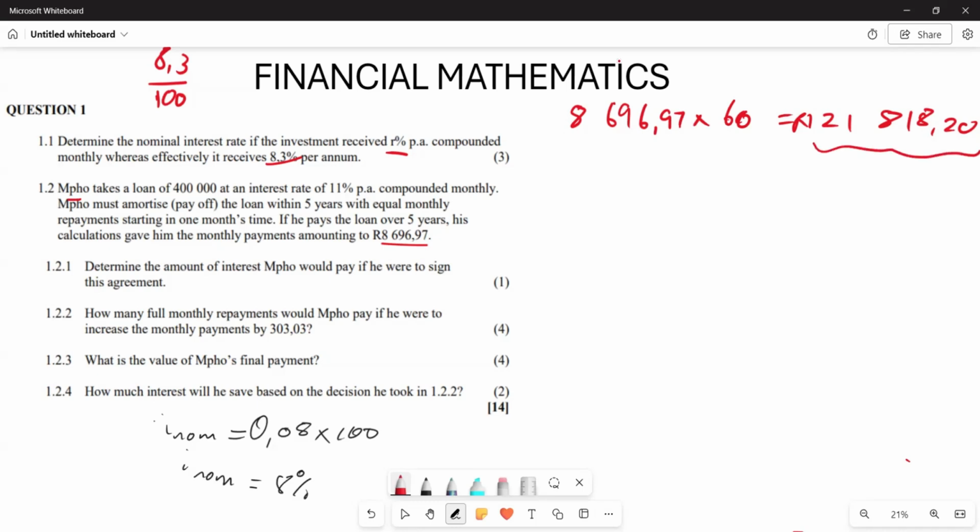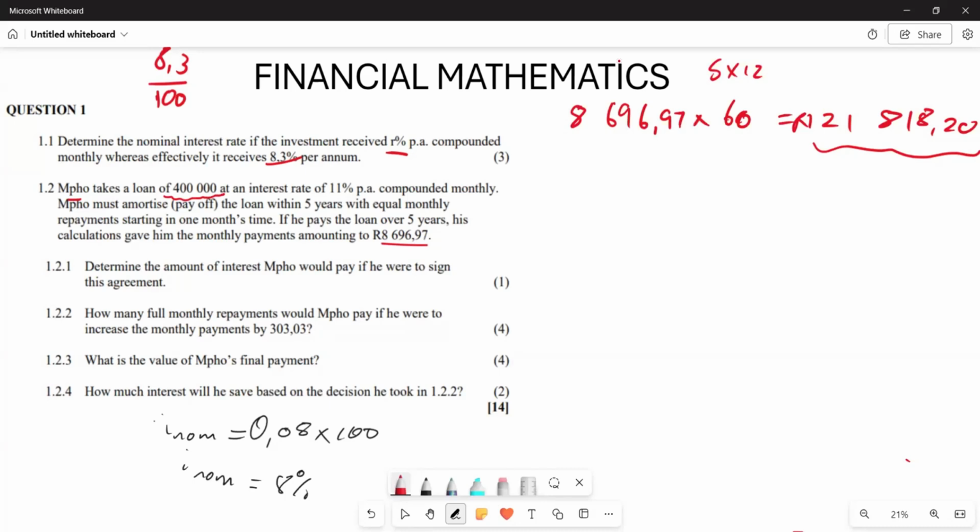Which means, apart from this 400,000, Mpho is going to pay 121,818.20 extra from this particular loan altogether. So basically, that is going to be the interest. Let's move swiftly along. The 60 is coming from 5 years multiplied by 12, right?